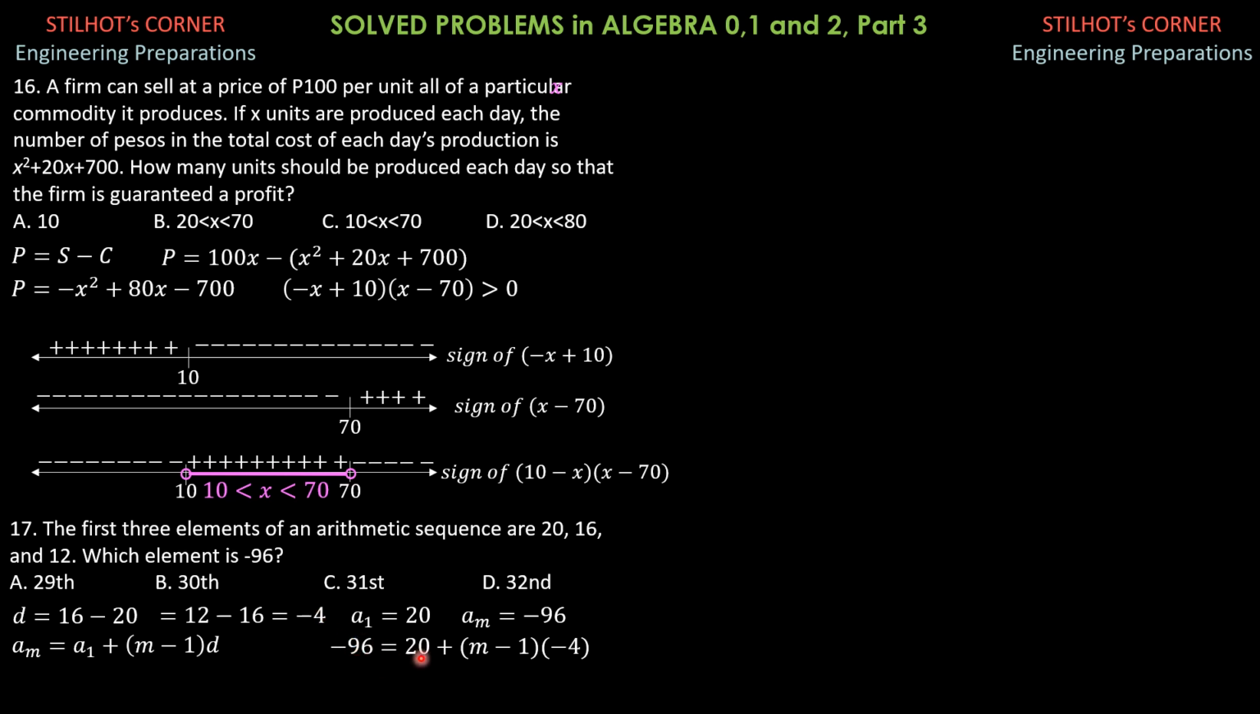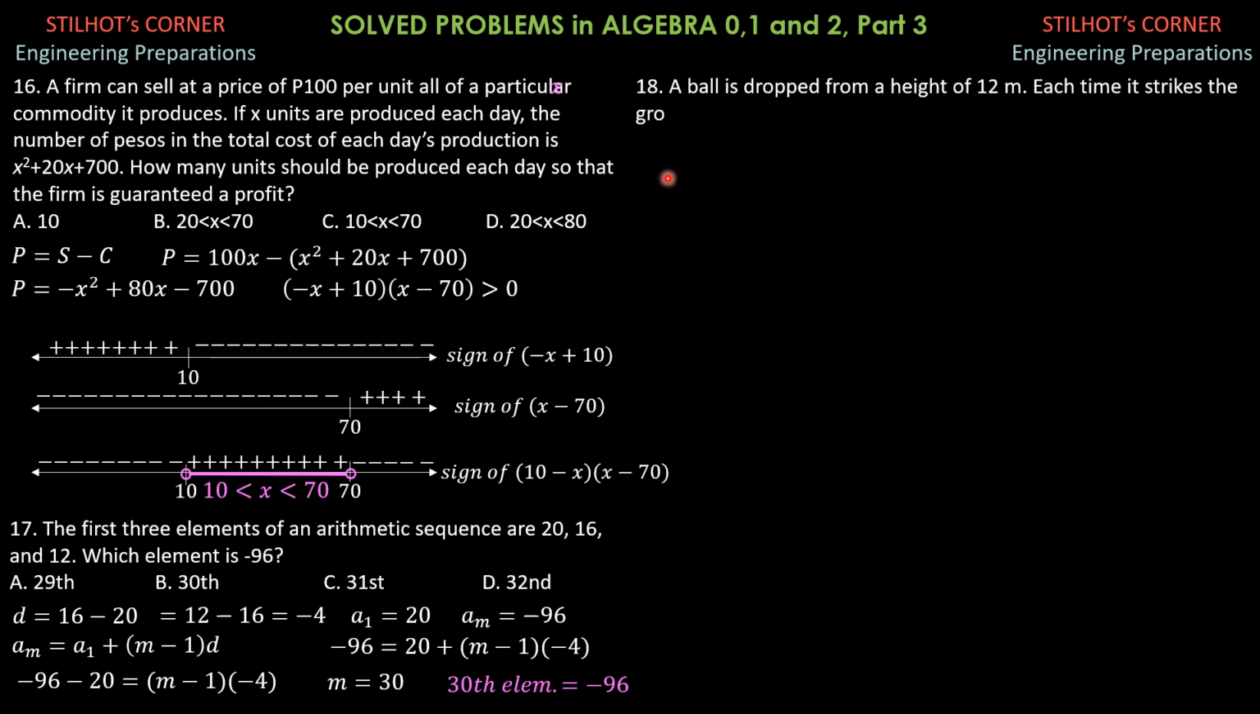So negative 96 minus 20, negative 116. Divide by negative 4. Then after that, plus 1. So that would be m is 30. So the element negative 96 is the 30th element. So that's the answer.